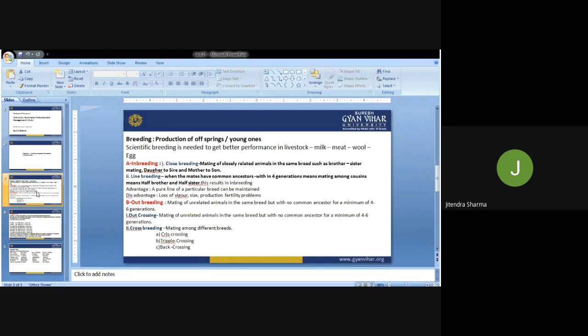This is inbreeding. What are the advantages of inbreeding? A pure line of a particular breed can be maintained. That is the advantage. But the disadvantage is loss of vigor, because we don't have new blood coming into the offspring. So this is the problem. Then size, production, fertility, all suffer, and the lethal factors intensify in incoming generations, creating so many problems and diseases. There are plenty of consequences. That's why scientifically we don't follow this kind of practice, which we call inbreeding.